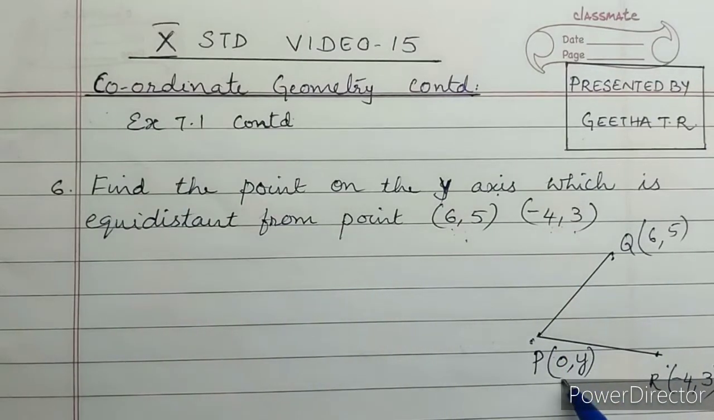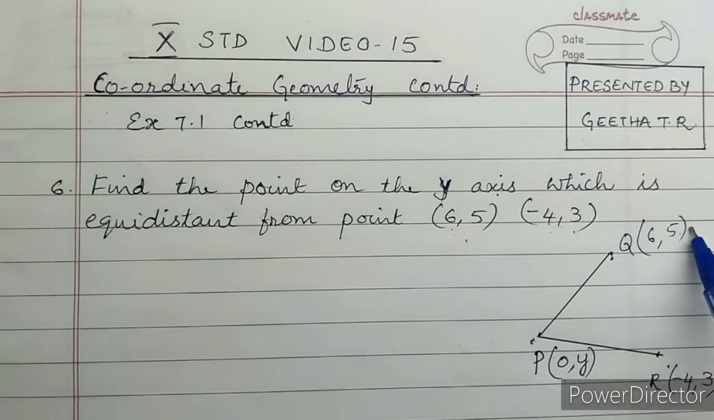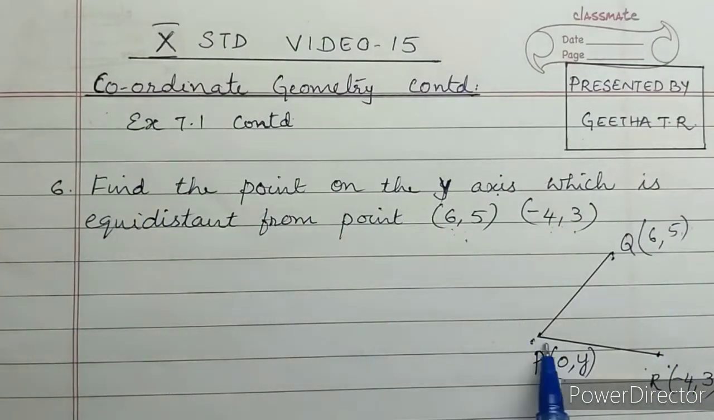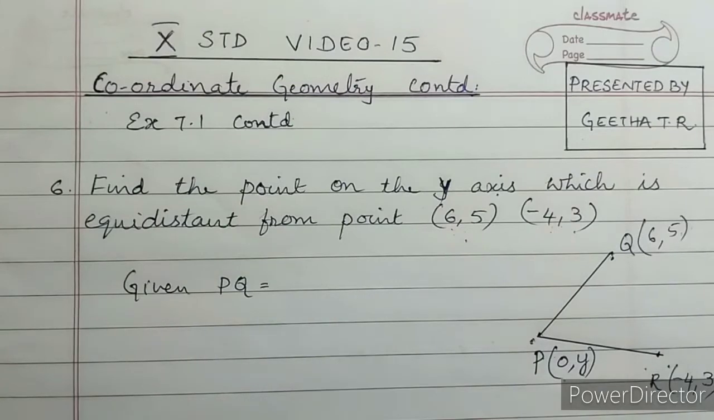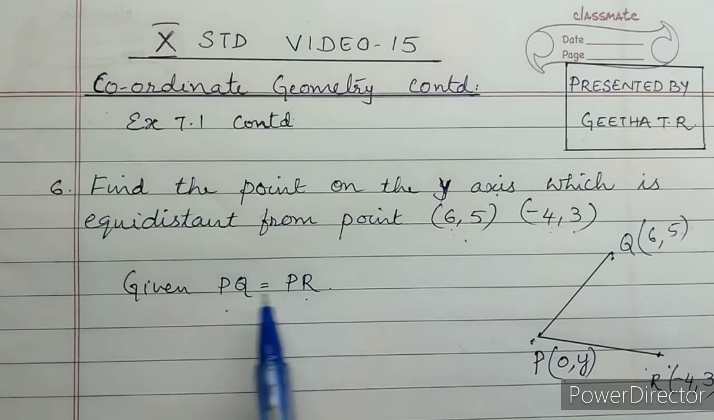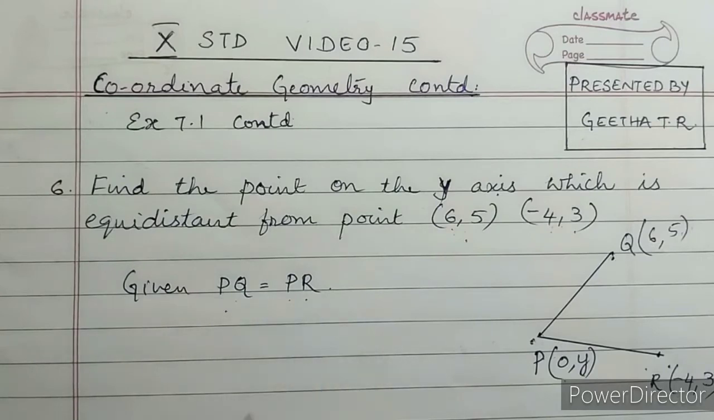P also, you know the coordinates (0, y), but y is unknown. Q is (6, 5): x coordinate is 6 and y coordinate is 5. R: x coordinate is -4 and y coordinate is 3. Now you have to use the distance formula and find PQ and PR. It's given that the point P is equidistant from Q and R, so PQ is equal to PR. If you know the distances PQ and PR, then you can equate both. You can use the distance formula to find the PQ length and PR length.